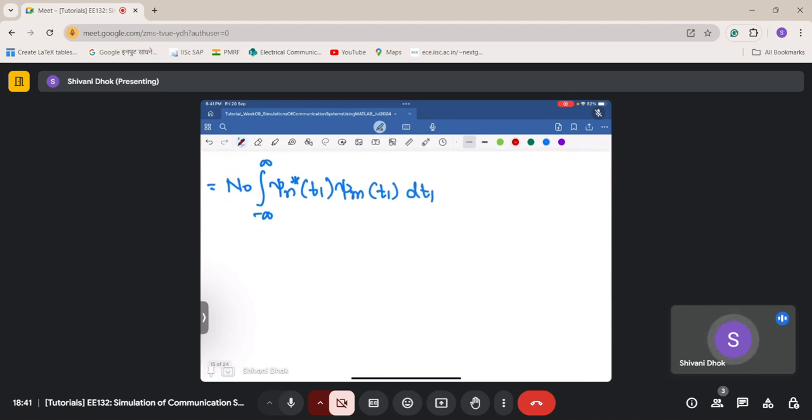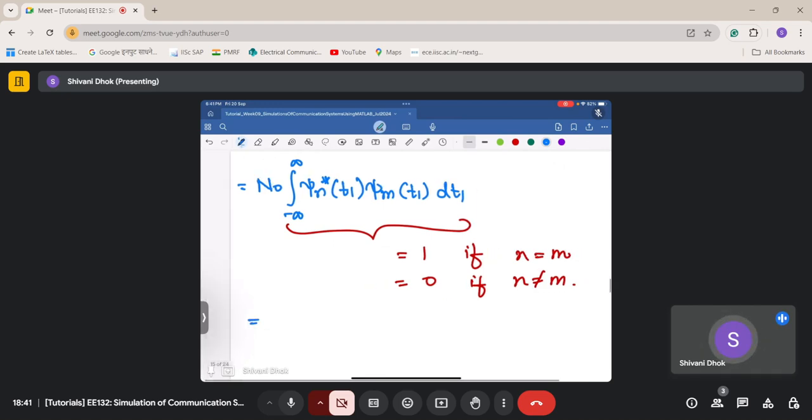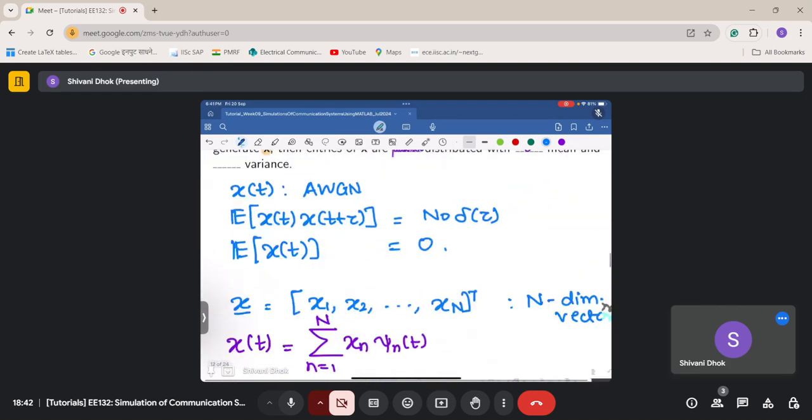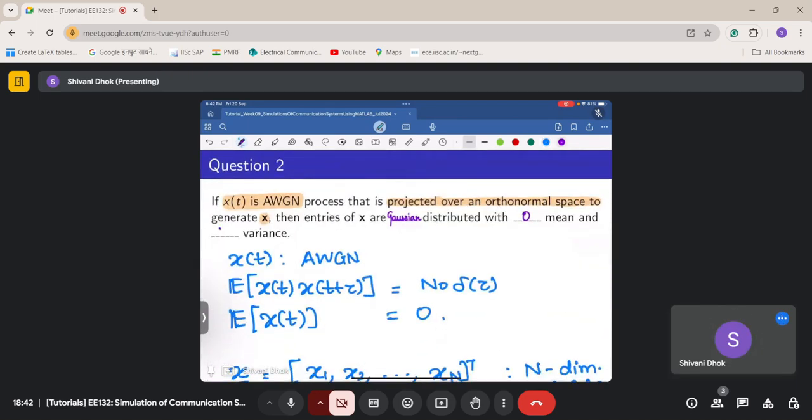And this we have considered to be an orthonormal space. So this integral is equal to 1 if n equals m. It is equal to 0 if n is not equal to m. So this thing comes out to be equal to N0 if n equals m and 0 if n is not equal to m. So what we get is that the variance sigma xn square comes out to be equal to N0, which is equal to the PSD. So the variance is N0.